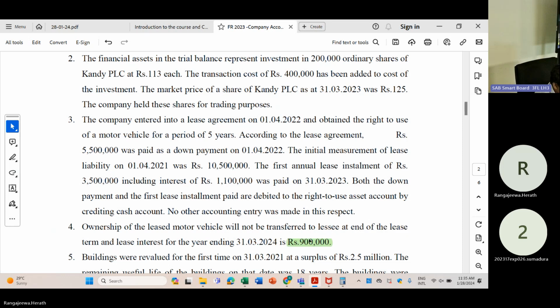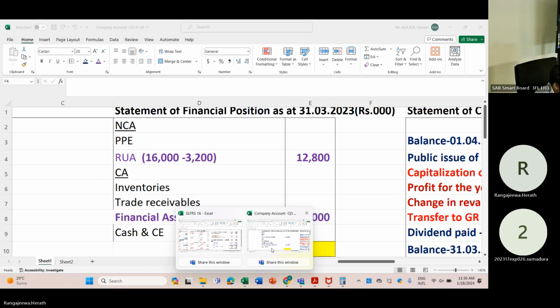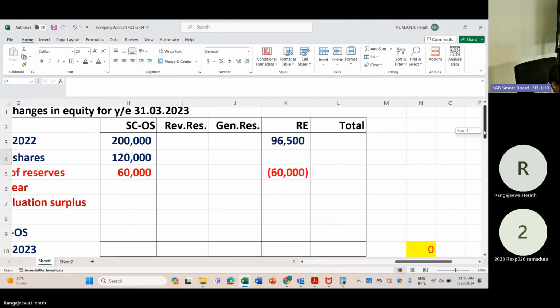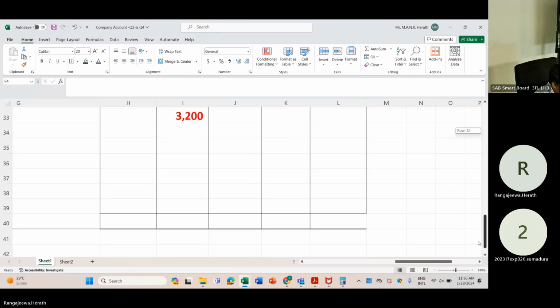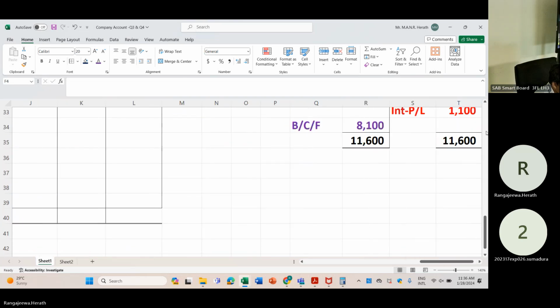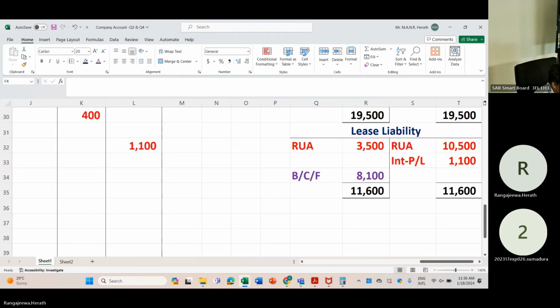Lease interest for the next year is 900. Our lease installment is 3500. For the next year also we are going to pay a 3500 installment for 5 years, which includes 900 interest. We have a lease liability of $8,100. Now this we have to divide between current and non-current.